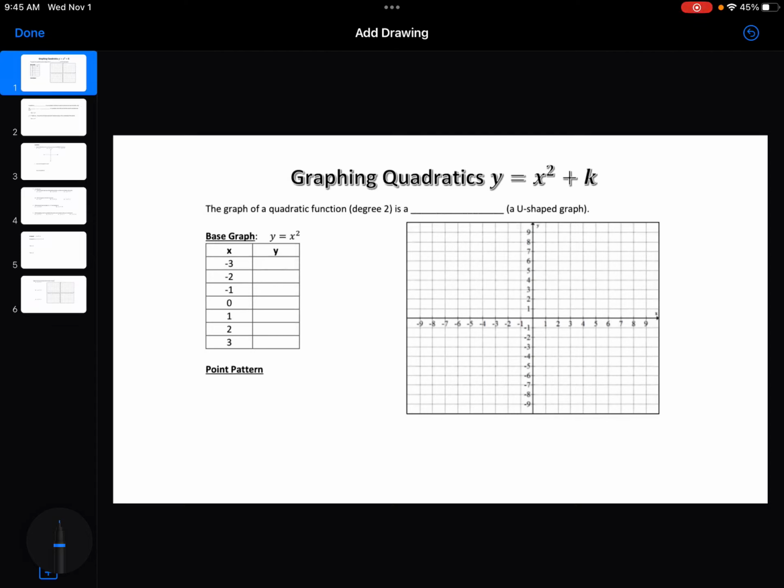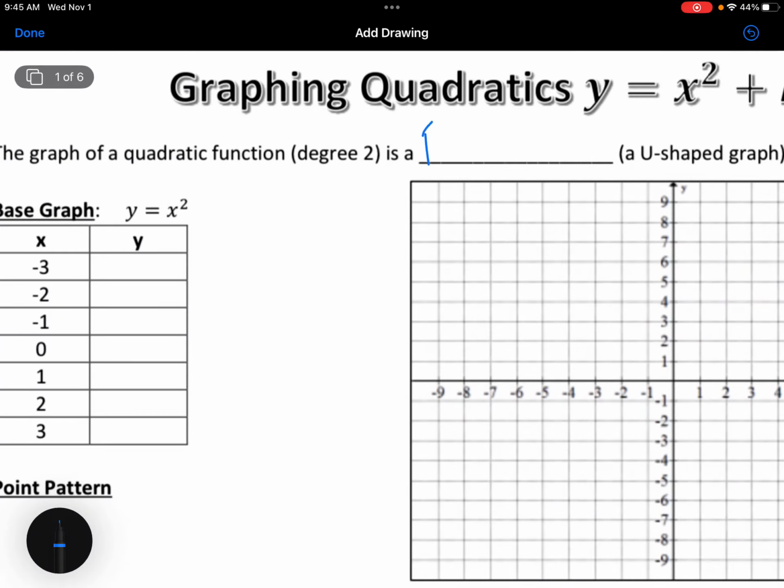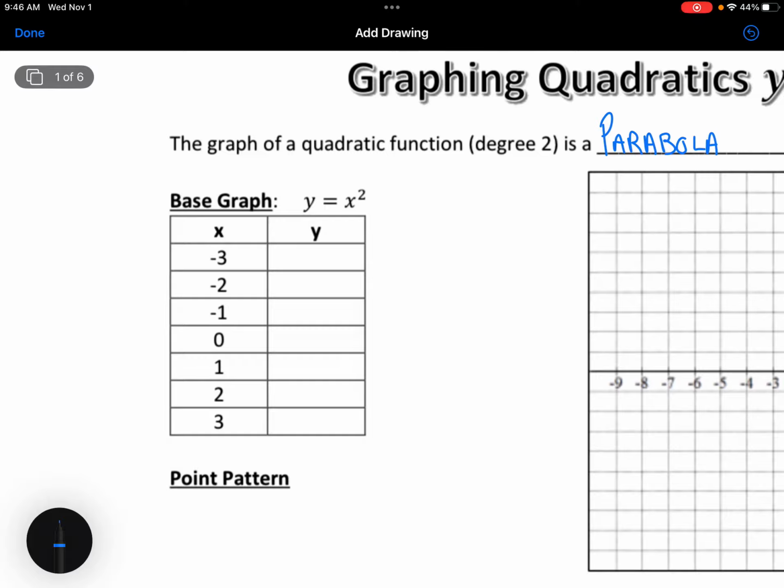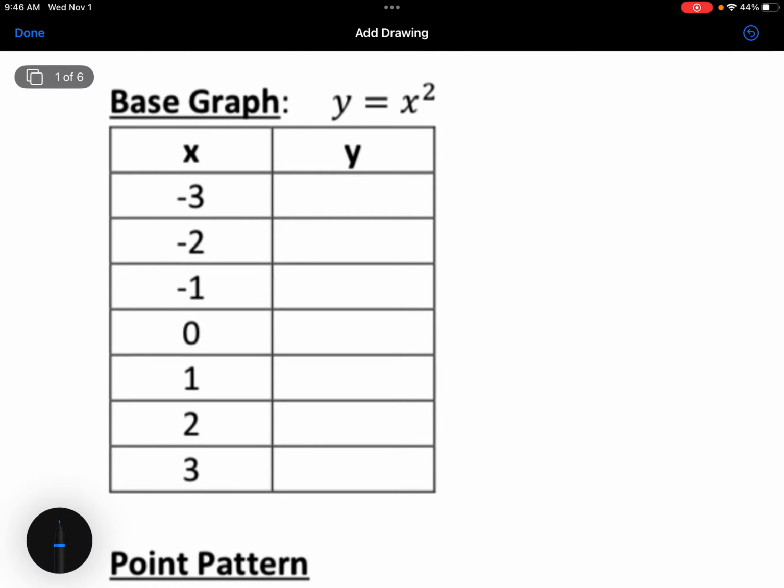Okay, so when we're graphing quadratics, it's very similar to graphing a line. We're going to start by just using a table of values. The graph of a quadratic is called a parabola. It's a U-shaped graph, and we're just going to use this table of values.